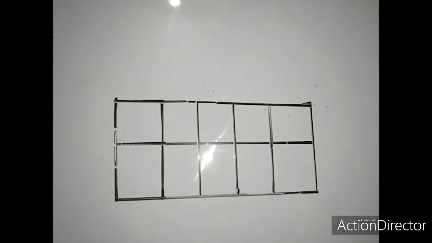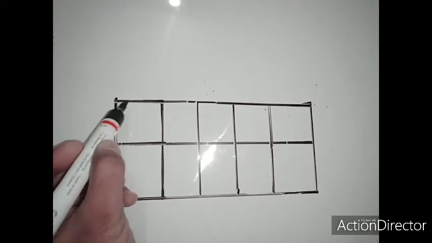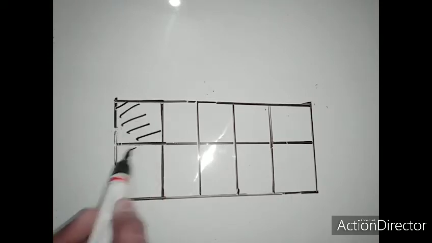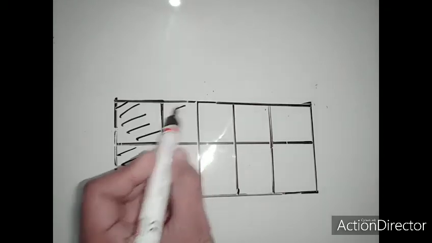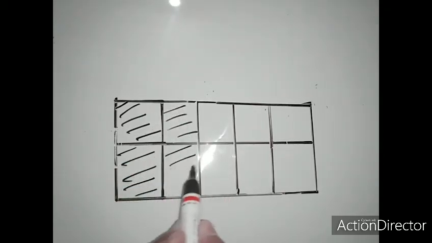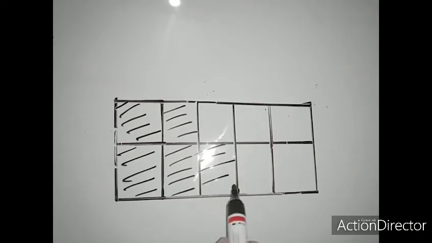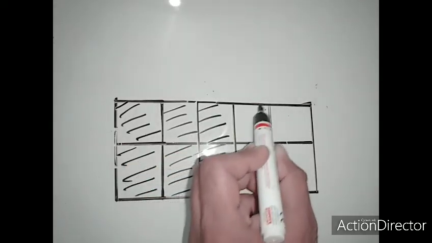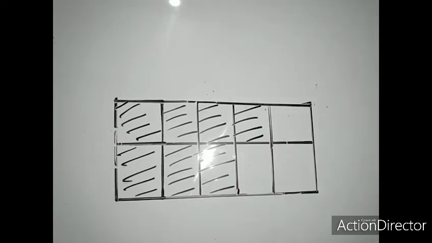Now students, here we take another example. Here we divide this one whole box into 10 equal pieces: 1, 2, 3, 4, 5, 6, 7, 8, 9, 10, right? Out of 10, here we shade some parts: 1, 2, 3, 4, 5, 6, 7, right? So here we take a total of 7 parts out of 10.